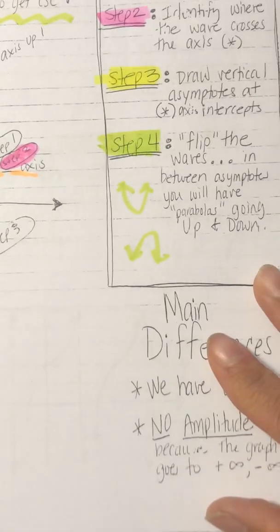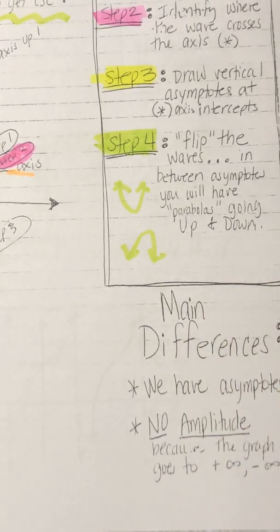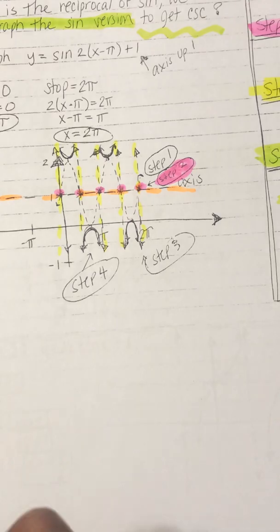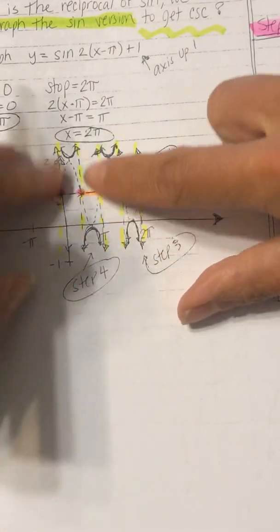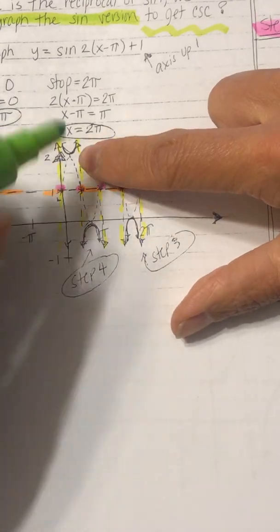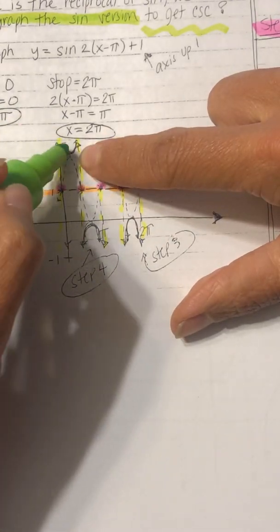All right, step 4, flip the waves. So when I say flip the waves, basically here's the sine wave right here between these first two asymptotes. And I see the wave there, so it got flipped.